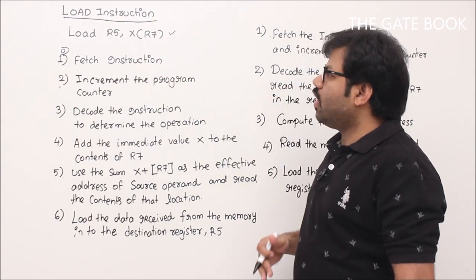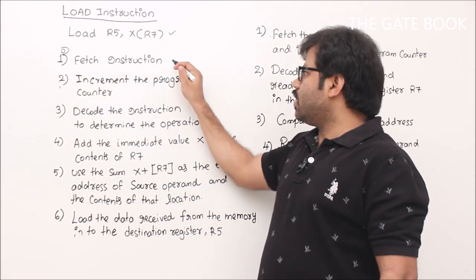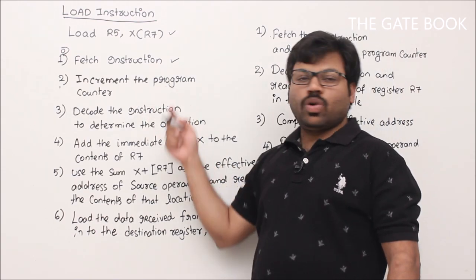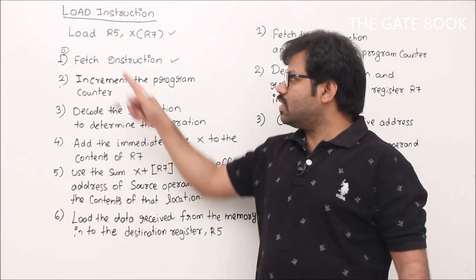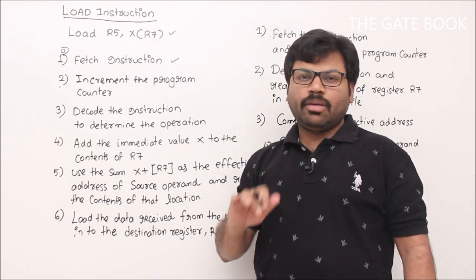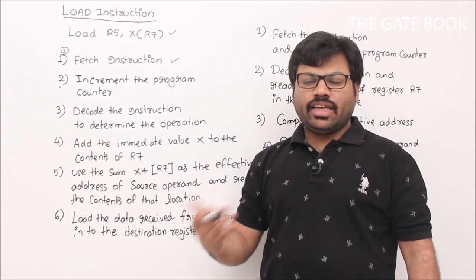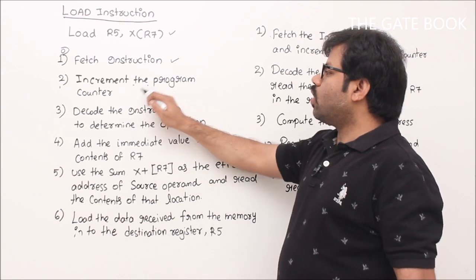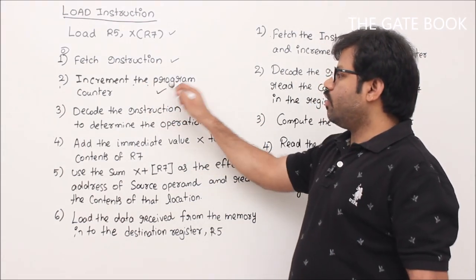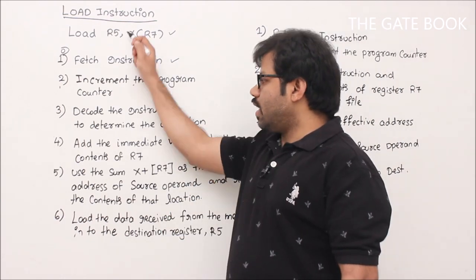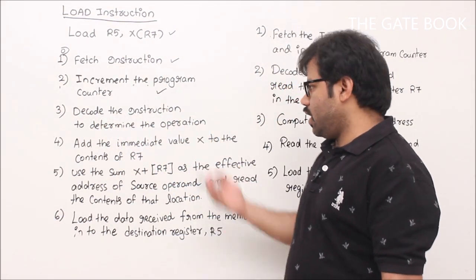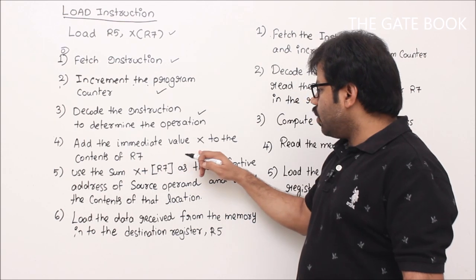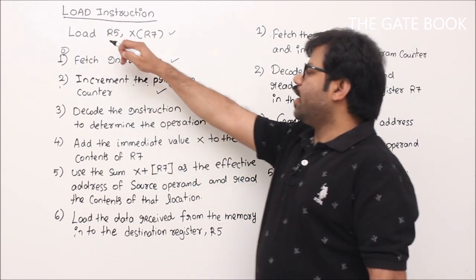First of all, the very important step is we have to fetch the instruction, isn't it? So that is clear. Fetch the instruction. After that, understand it, correct? Before that, increment the program counter, correct? Because once this is done, if it is not a branch instruction or a function call, the next instruction to be executed is definitely after this one, right? That's why incrementing the program counter is the second step. Let us do that. Fine. Then the third step, understanding it: decode the instruction to determine the operation. Yes, we decode it. Then the fourth step, add the immediate value X to the contents of R7. We know the execution model, right?